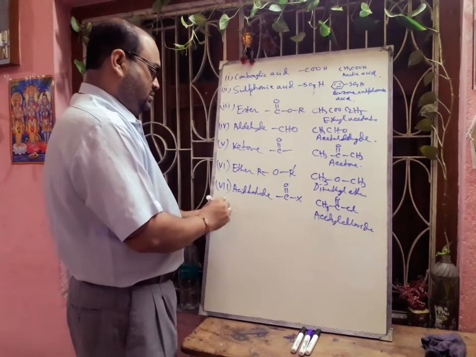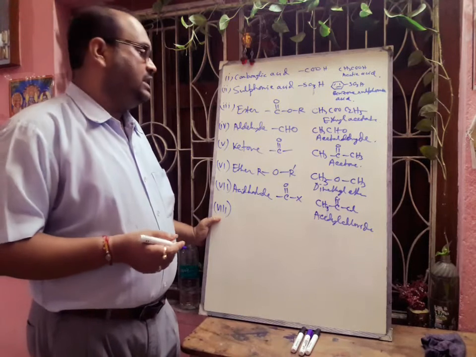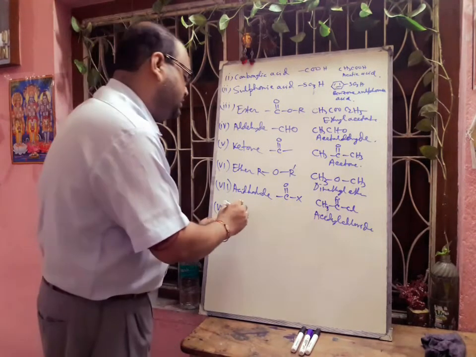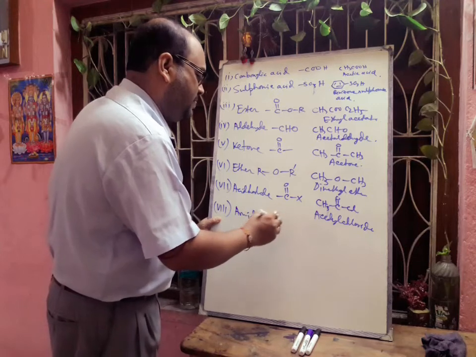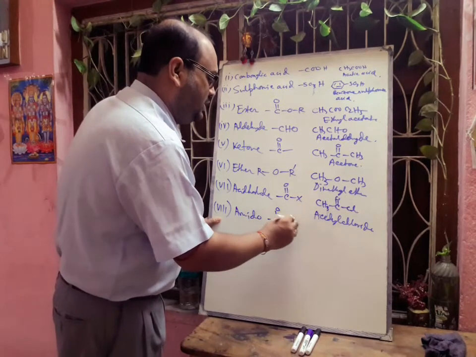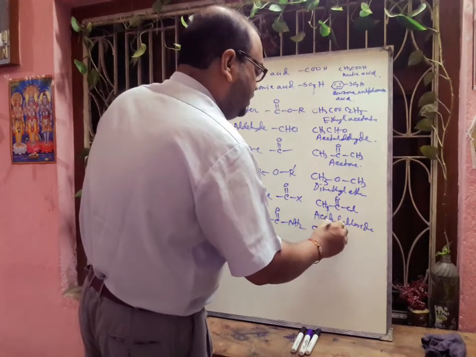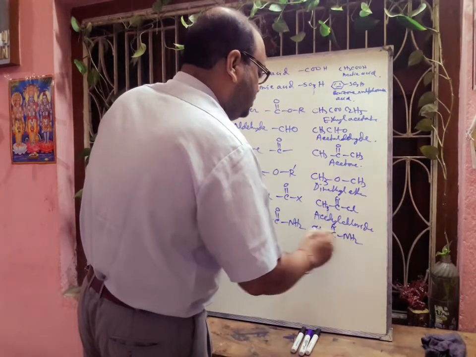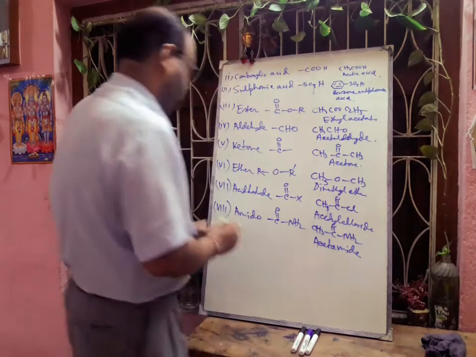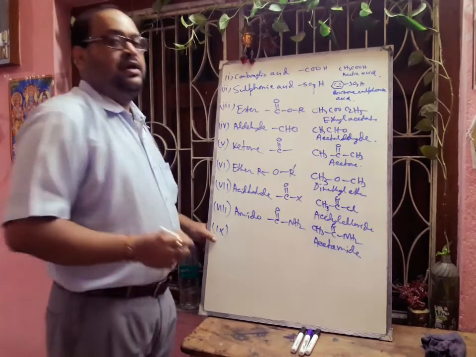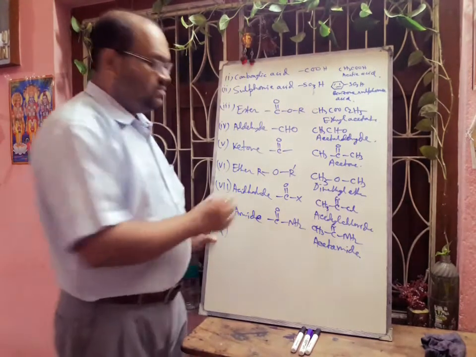Next, after acid halide, the next functional group we can think about is the amide, CONH2. Here we can think about CH3CONH2. This one is called acetamide. Okay. So here you can write amide, not amido. You write amide.